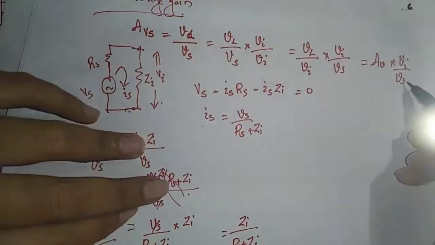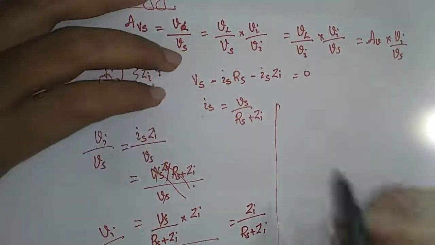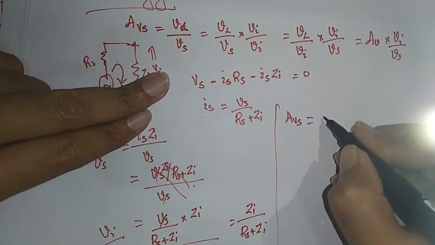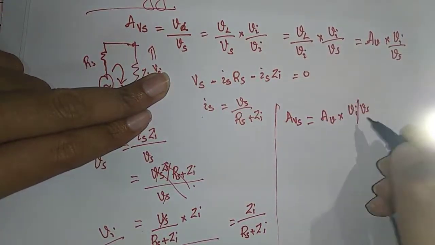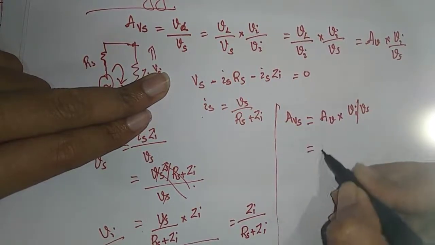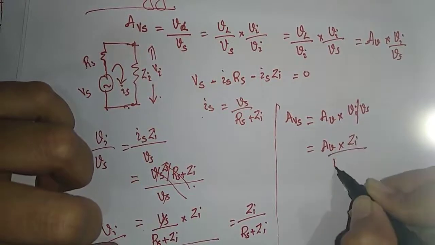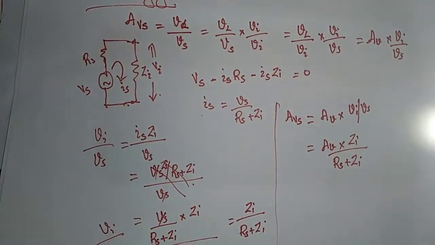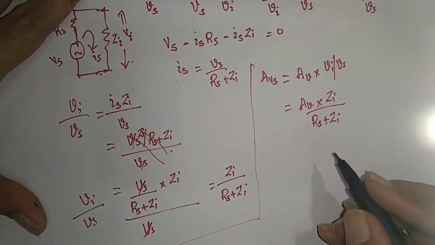So if I am substituting it the same here, we already know what the overall voltage gain AVS is. It is equal to voltage gain AV into Vi by Vs, that is equal to AV into Zi divided by Rs plus Zi. You can substitute for the input impedance, you can substitute for the equation of input impedance also, and you can find out the net equation.